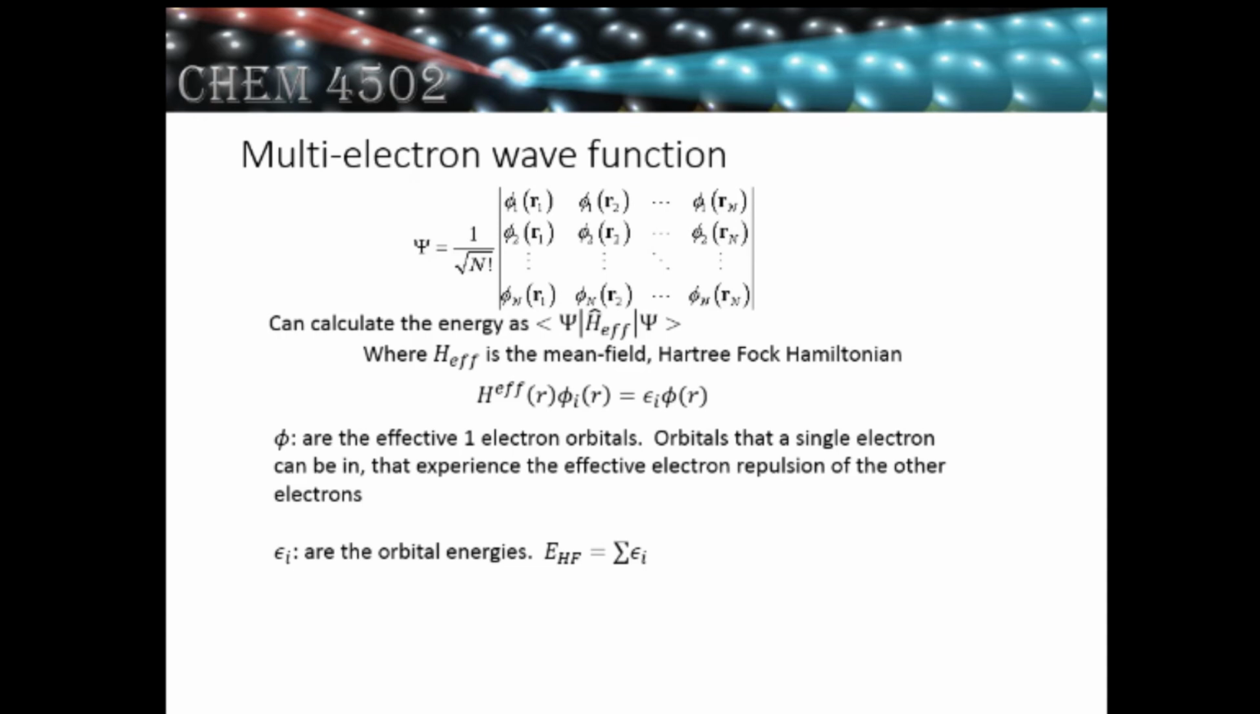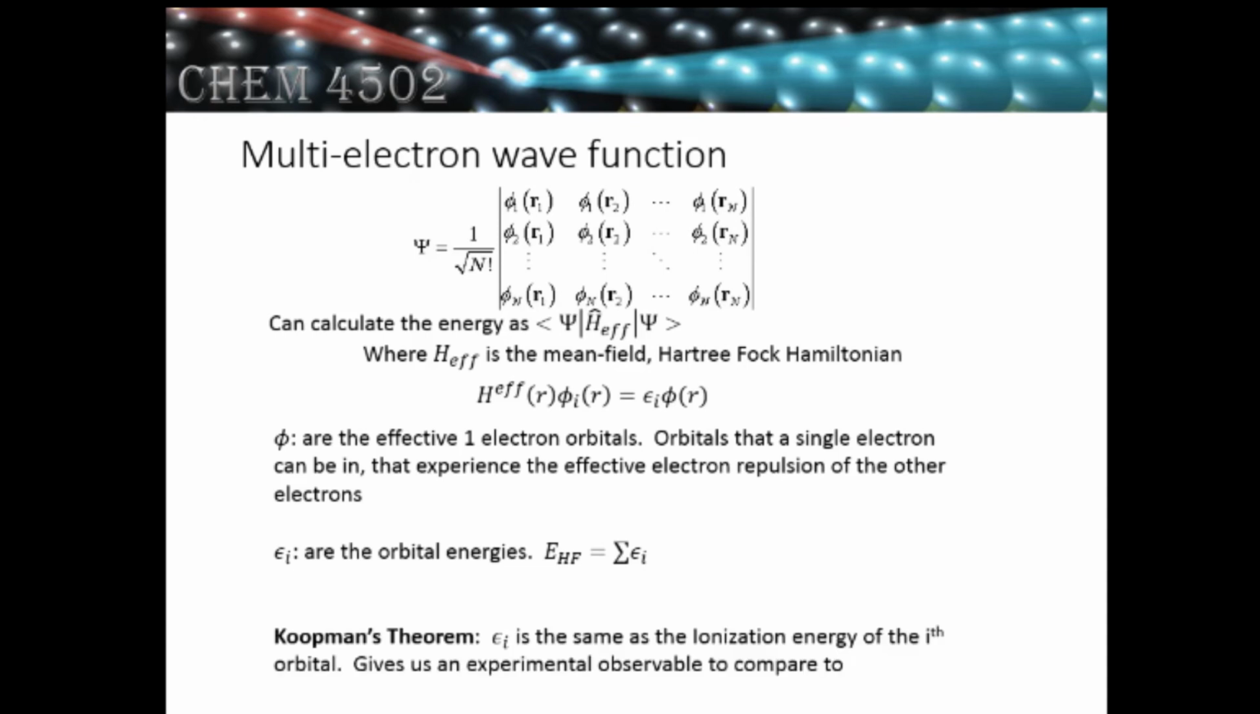using the Hartree-Fock method. When we find the average energy, we're going to have to solve to figure out what those orbitals are, and we're going to get out orbital energies. That's great. We can add those up to get the total energy of our atom. But there's something a little bit better, which is called Koopmans' theorem, which says that the orbital energy, epsilon sub i, is the same as the ionization energy of the ith orbital. Or in other words, how much energy it takes to remove the ith electron from the atom. And this gives us an experimental observable that we can compare to.